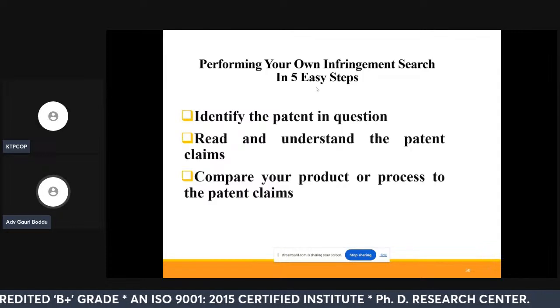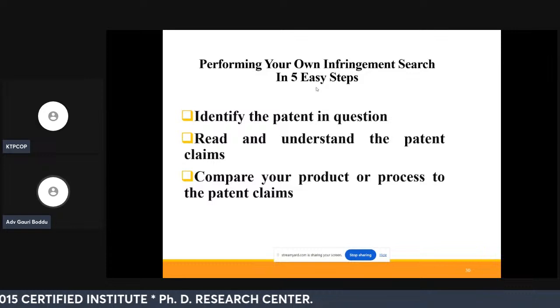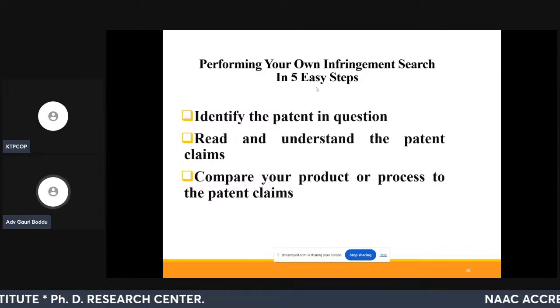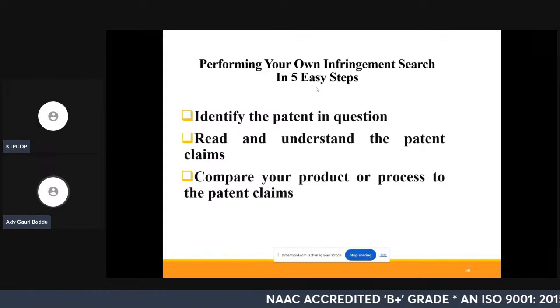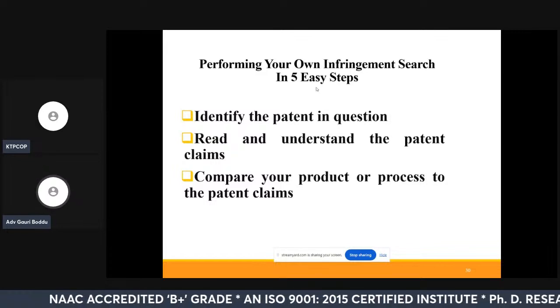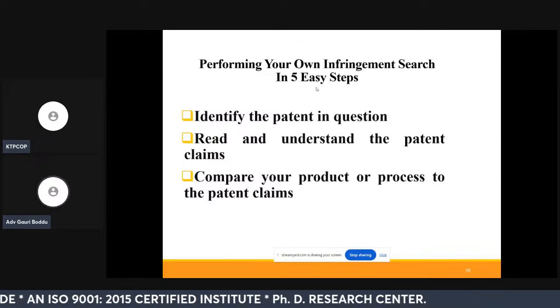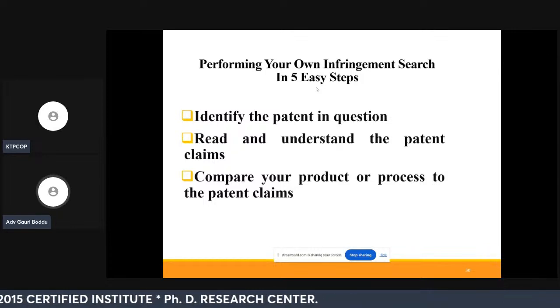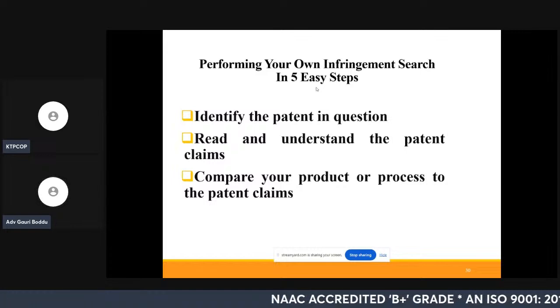So now, performing your own infringement search in 5 easy steps. Let me tell you. Now, identify the patent in question. This is the first step. In conducting a patent infringement analysis, the first step is to identify the patent that you are potentially infringing on. This may involve searching through public databases such as the US Patent and Trademark Office (USPTO) database to find relevant patents. Through this, we can identify the patent.